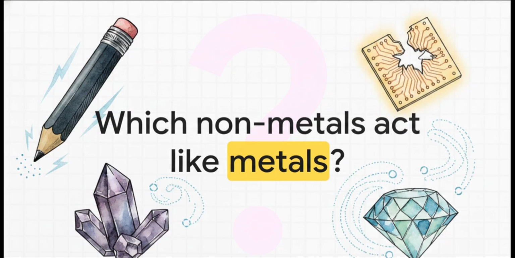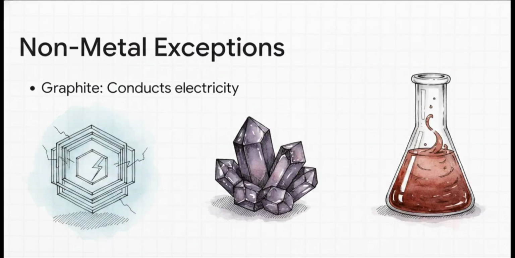Let's test your knowledge real quick with a concept checkpoint. Nonmetals are supposed to be dull insulators, right? So can you predict which nonmetals actually break the rules and act like metals by conducting electricity or having a shiny surface? Well, if you guessed graphite and iodine, you are spot on.